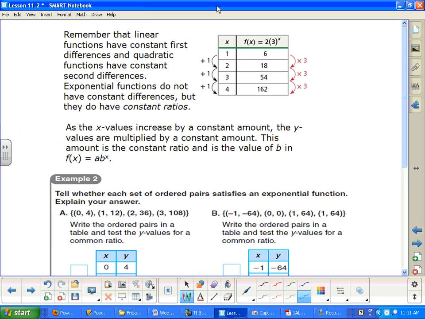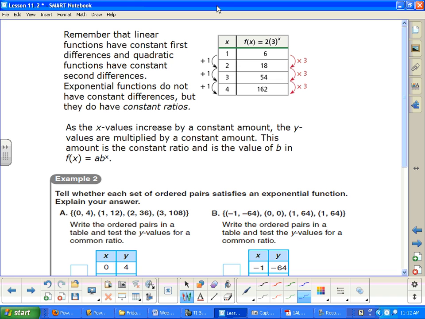Remember that linear functions have constant first differences, and quadratic functions have constant second differences. You guys remember calculating those to determine whether this is a linear, this is a quadratic. Well, exponential functions don't have constant differences, and here's that terminology I was using. They have constant ratios, which means that when we divide, we get the same amount each time. And we did that on Friday. As the x values increase by a constant amount, the y values are multiplied by a constant amount.